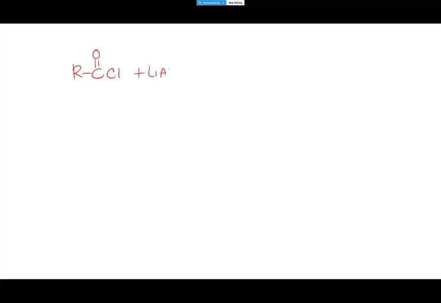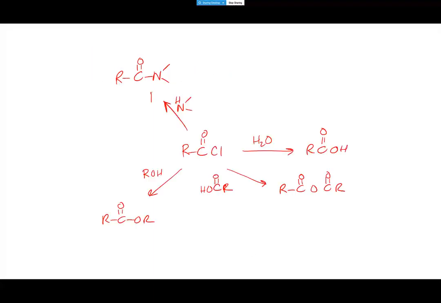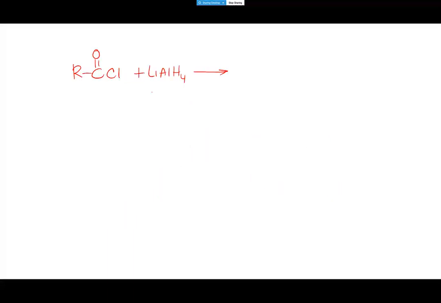Let's do lithium aluminum hydride first. And lithium aluminum hydride is probably overkill for this. Sodium borohydride would be a little bit more moderate, but the mechanism is going to be the same and the products are going to be the same. So, lithium aluminum hydride is a source of H minus. How many H minuses do I have? Up to 4. All right, what's the first H minus going to do?